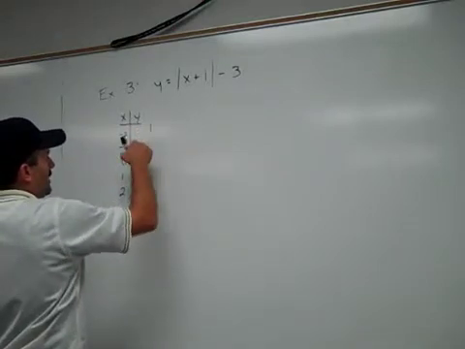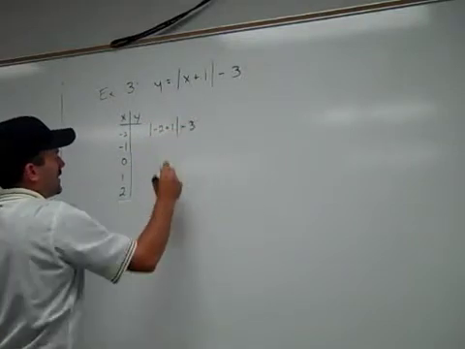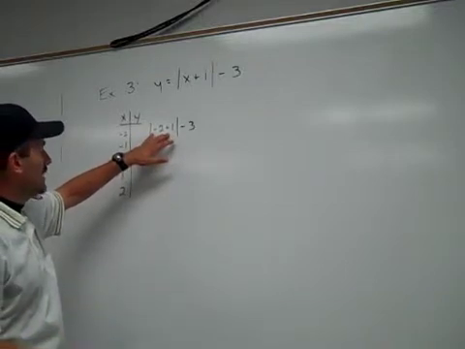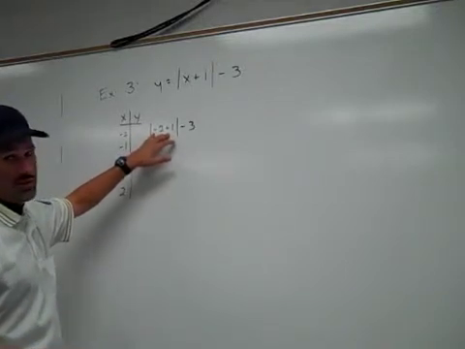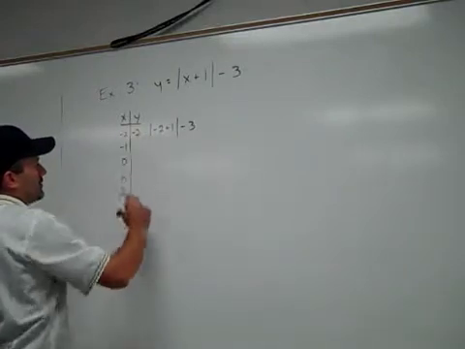So for this first one, we have negative 2 plus 1, the absolute value of that, minus 3. Negative 2 plus 1 is negative 1. The absolute value of negative 1 is positive 1. And then positive 1 minus 3 is negative 2.